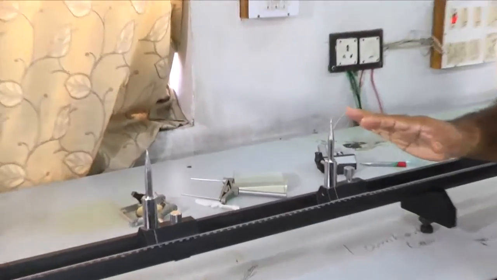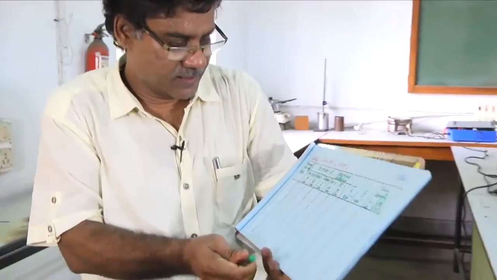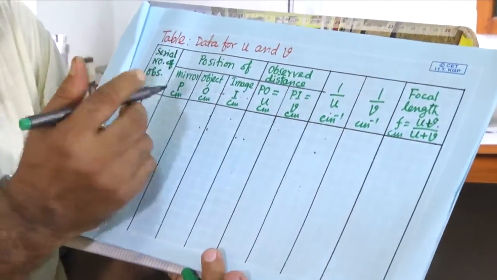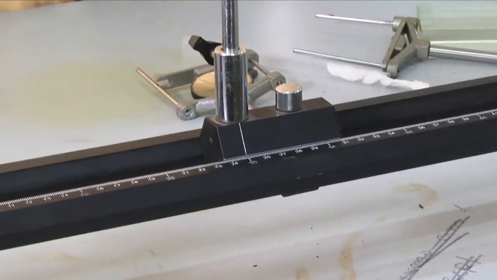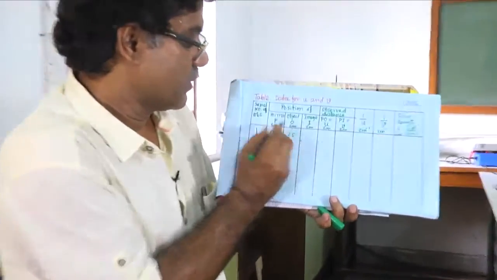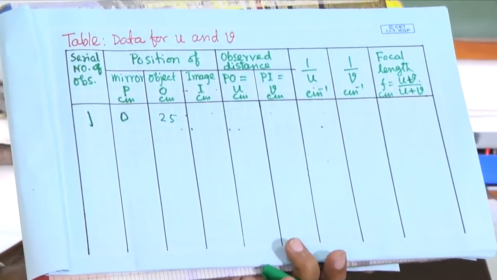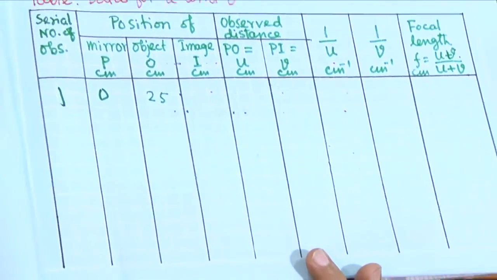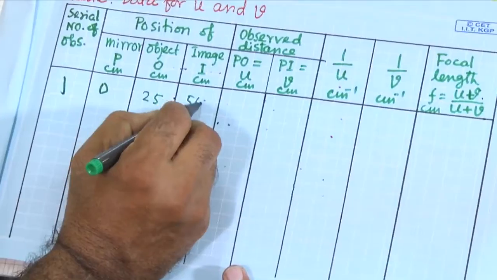So this is the image distance. You have to note down observation number 1. What is the mirror position? P, it is the 0 reading. What is the position of this object needle? It is 25. Then by the parallax method we found the position of the image needle, and its reading is 54.2.